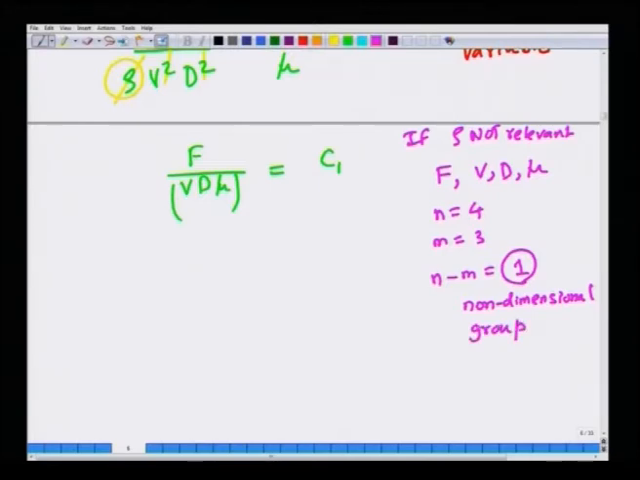Okay. Which means that you have this, and that non-dimensional group is just f by v d times mu. So, when rho is not a relevant variable, then there is only one non-dimensional group. If there is only one non-dimensional group, then there is no functional relation, and that non-dimensional group must be a mere number, and that is this constant C 1. The constant C 1 is a mere number. So, this new non-dimensional group must be a constant if rho is not a relevant variable.